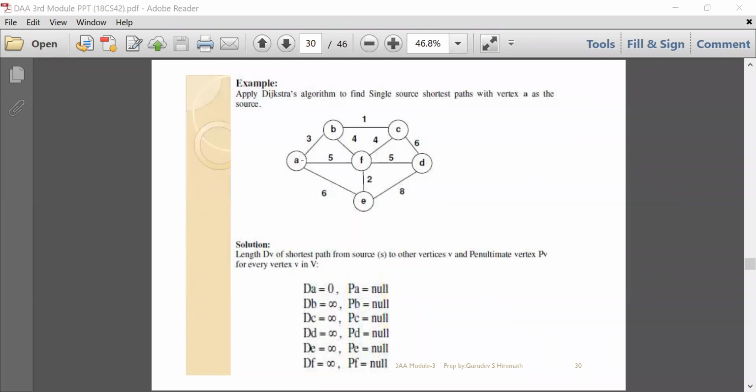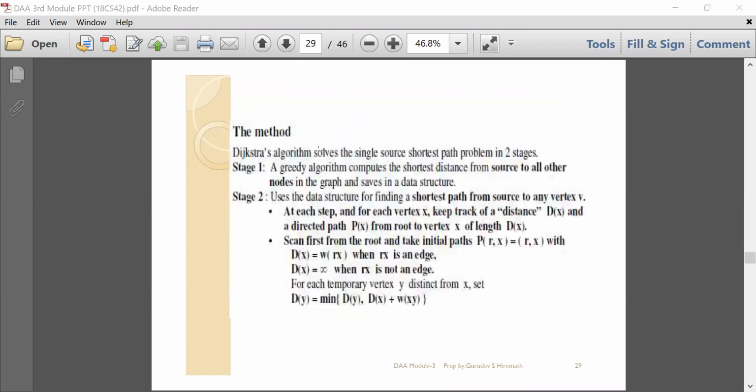Okay, for example, as I said, if I'm going to find the shortest path from A to C, then A to B and B to C is going to be stored in our data structure. 3 plus 1, 4. Okay, this is how stage 1 goes.